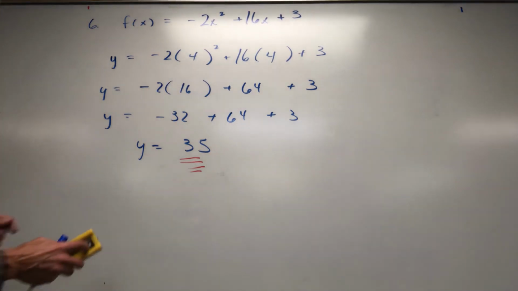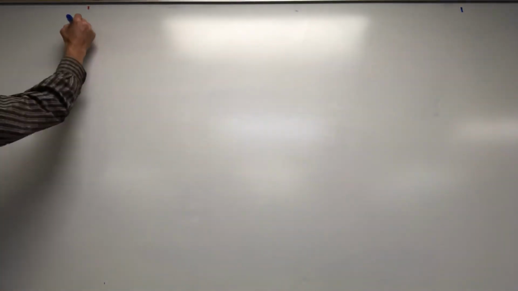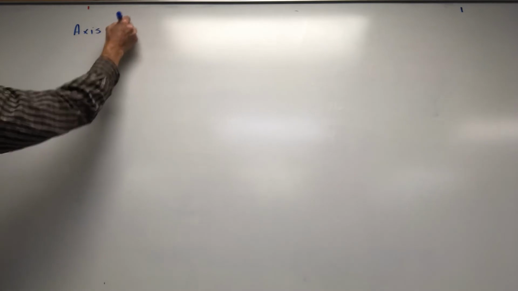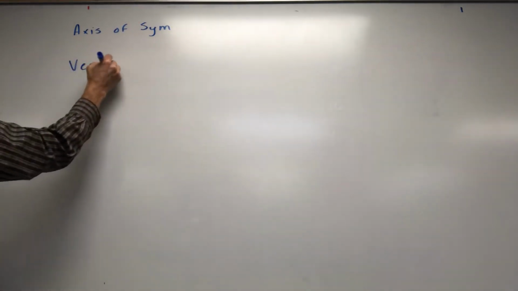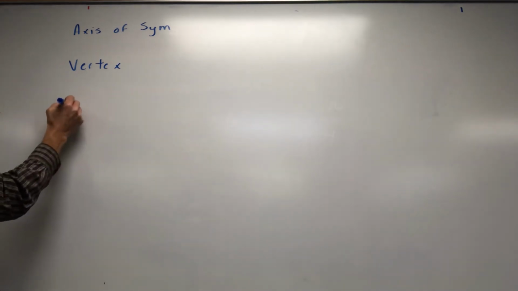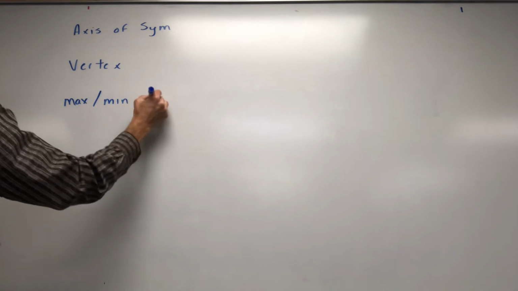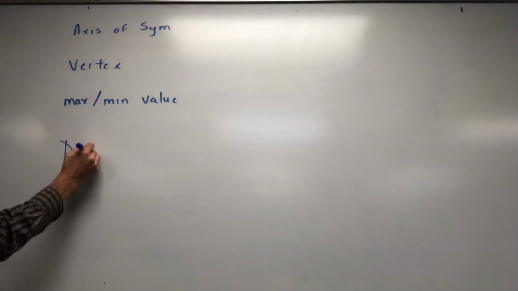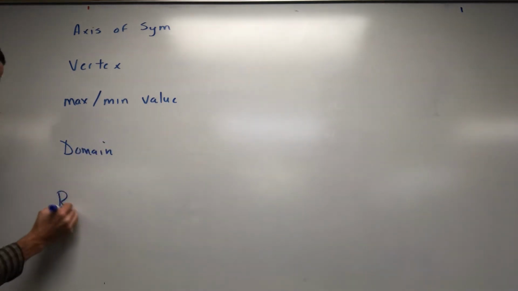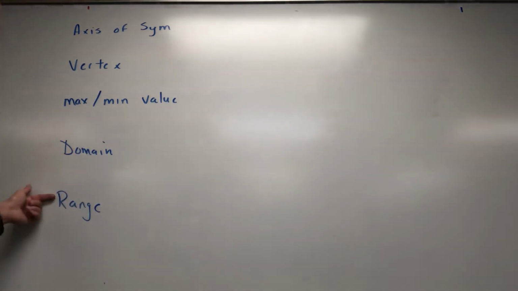All right, let's make the list. All right, list it up. So at the top of the list, axis of symmetry. Next up, vertex. Then we've got to find whether it's a maximum or a minimum value. We've got to come up with the domain and the range. Yeah, I like looking at my graph before I do domain and range.